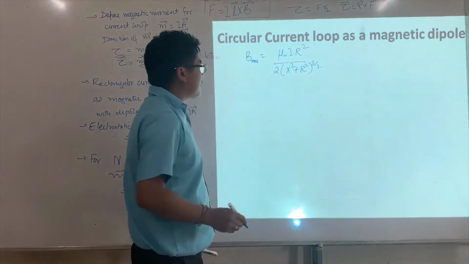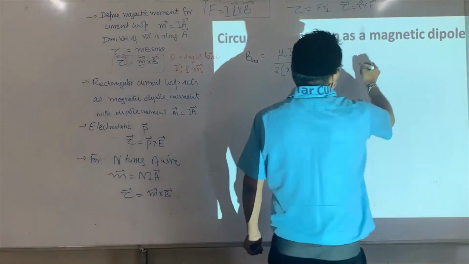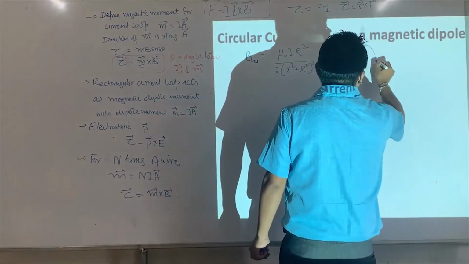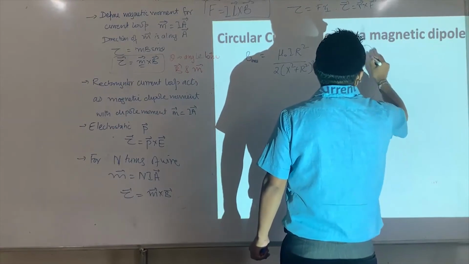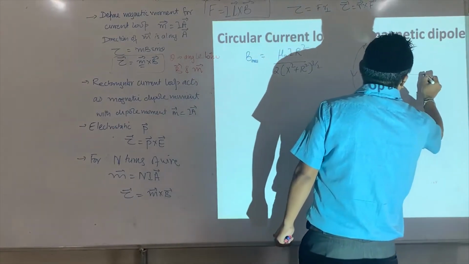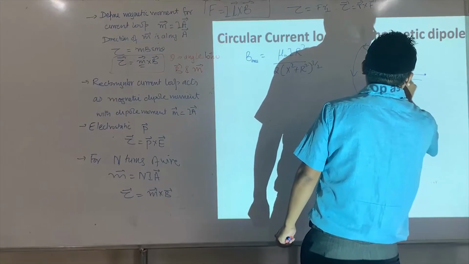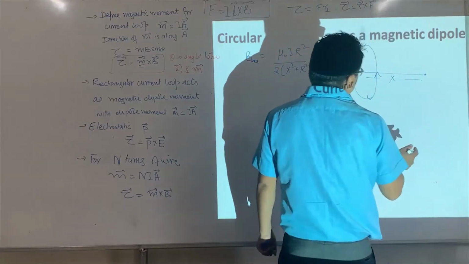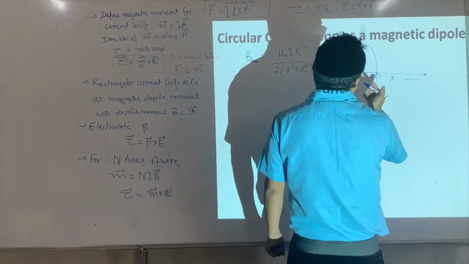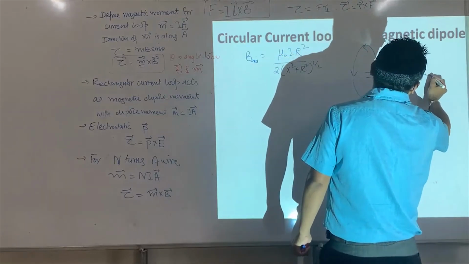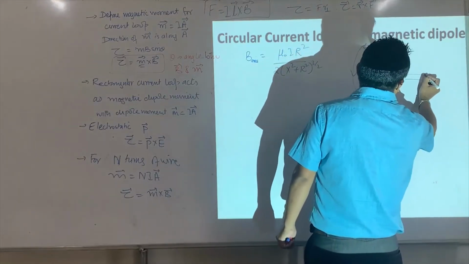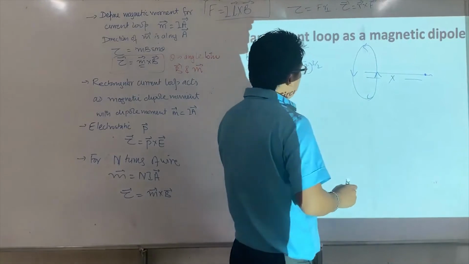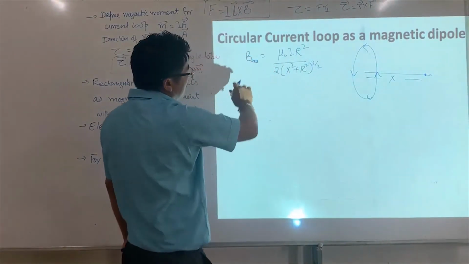Alright, this is the equation. I'll be having a circular magnetic loop, and I take this distance as x. The direction of the magnetic field is this. So what is the magnetic field at this point? The magnetic field at this point is given by this.